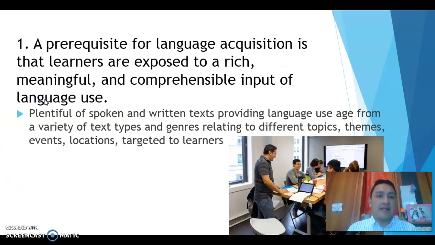The first is the prerequisite for language acquisition: that the learners are exposed to a rich, meaningful and comprehensible input for the language used. Plenty of spoken and written text providing language use from a variety of text types and genres relating to different topics, themes, events, locations, settings, and learners.